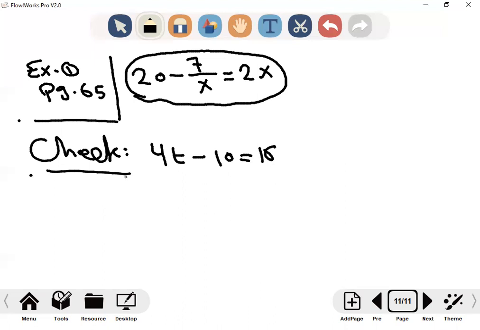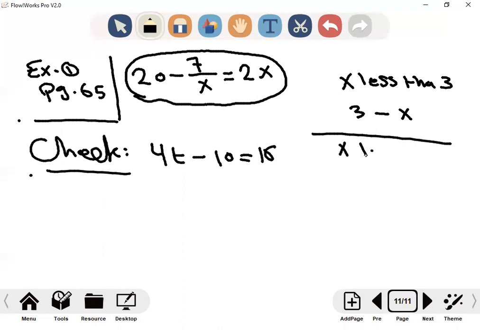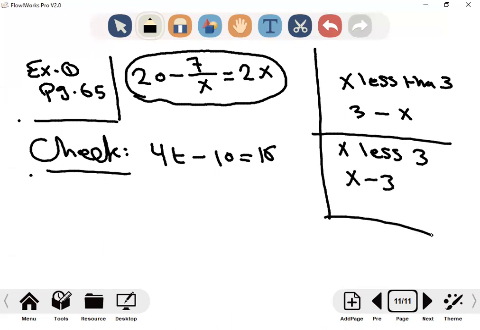اكتبوا لكم إياها نوت. Note. When I say x less than 3, what do we write here? 3 minus x. Okay? Next. When I say x less 3, what will I write here? Done? Right.